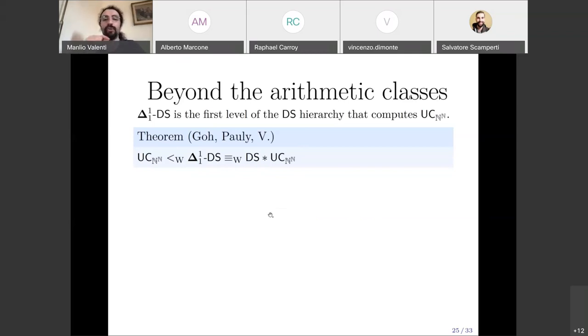sufficient to translate a delta 1-1 code for a linear order into a computable, so delta 0-1, code for the linear order. So actually, it suffices to compute the characteristic function of the order given a delta 1-1 code. And that's basically one half of the reduction, and the other follows for other reasons I'm not mentioning now.